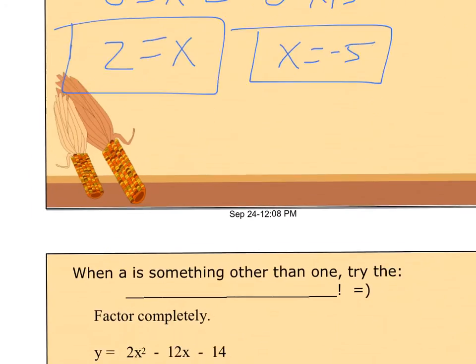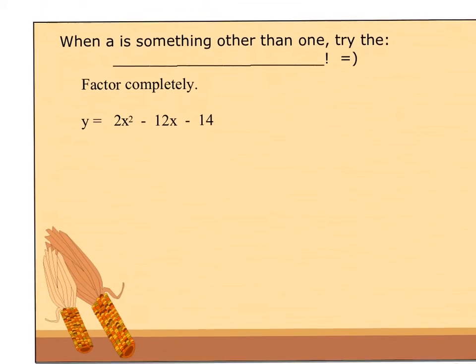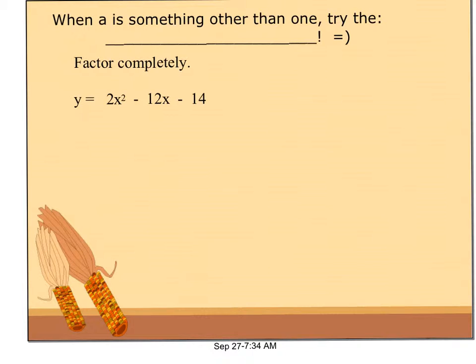What if a is not 1? The very first thing you should check, when a is something other than 1, is to try to find a common factor.